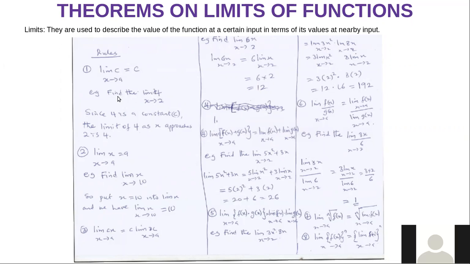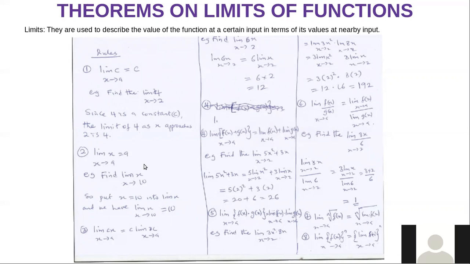So take for example, find the limit of 4 when x tends to 2. Since 4 is a constant, doesn't have any variables behind it, then therefore the limit of 4 as x approaches 2 is what? 4. Look at the second rule now. That is when the limit of x is equal to a. So now, as x tends to a, what happens? Take for example now, find the limit of x when x tends to 10.